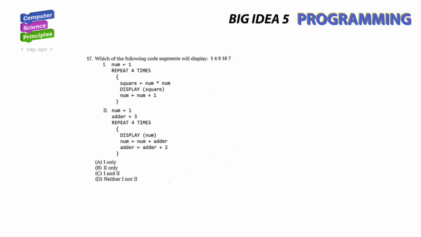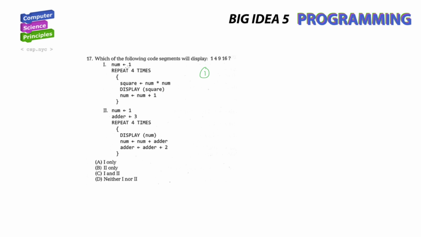Okay. This is number 17. So 17 says, which of the following code segments will display these numbers? 1, 4, 9, and 16. So let's take a look. So if num equals 1, we're told that something needs to repeat itself 4 times. So it's going to repeat 4 times.